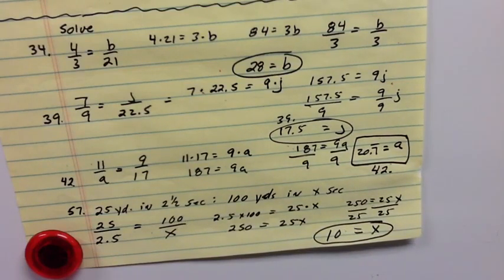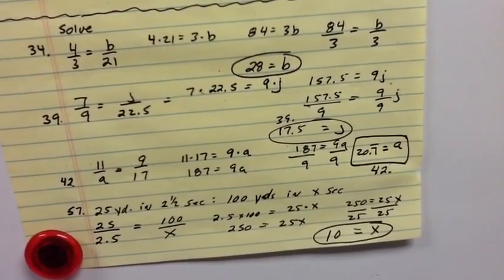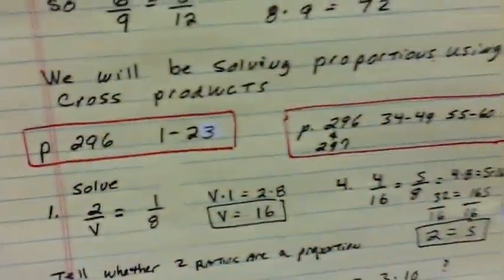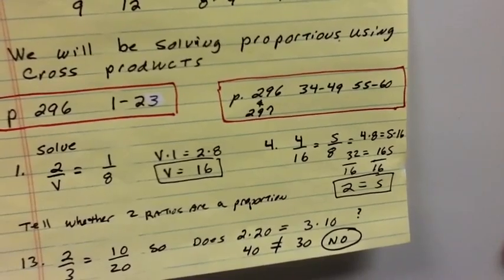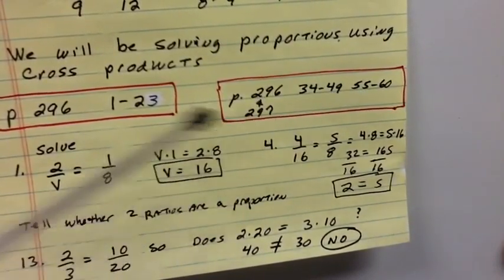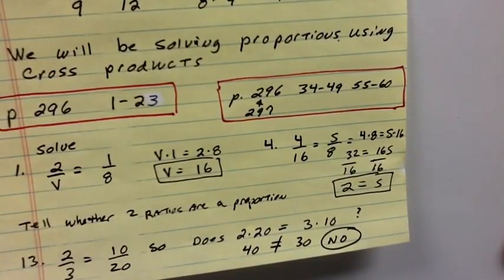Okay, so you'll have your assignment to start on now, and that again is page 296, 1 through 23. The next day's lesson will be a continuation of this, page 296 again, problems 34 through 49 and 55 through 60. So we'll be doing this lesson over the next 2 days.